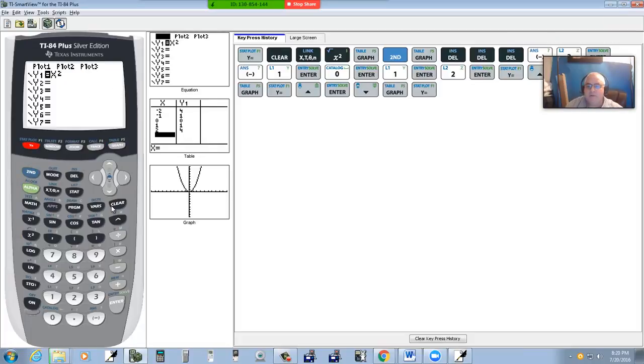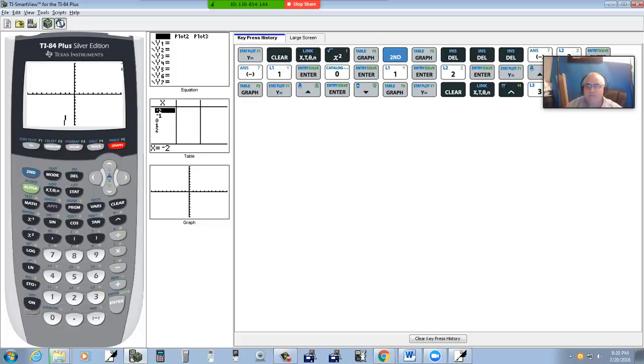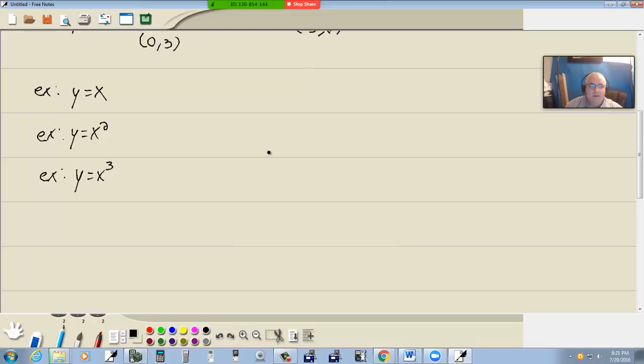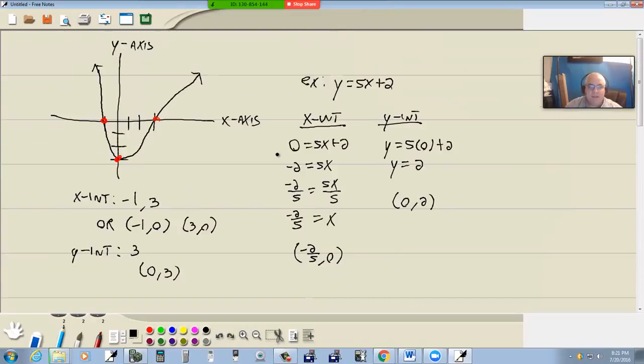So press my y equals, press my clear, I go to my x key. How you do a power is with the caret here. And then 3, and then graph. And that would be your graph. So again, it really does help to have a graphing calculator. If you don't know what it looks like, you can just plug it in and then see. Okay, let me clear that off.